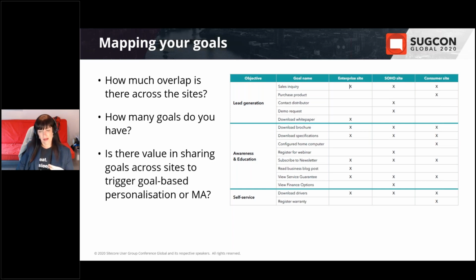If there's an overlap, is there value in sharing the goals to trigger personalization or marketing automation across the sites? And how will you need to report on them? Will you report by individual goal or by facet? Just take a little time to think through those things. There is no ironclad rule. You do what will work for you, but you think it through, you make a decision, and then you put the results into place.